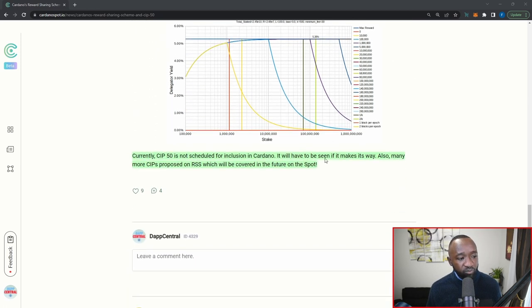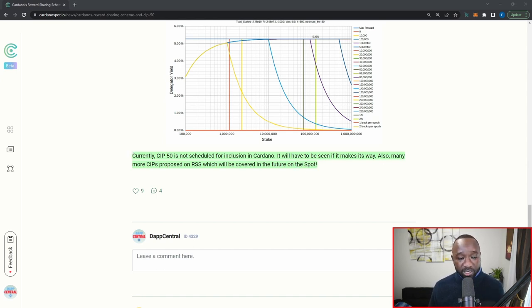And so in closing, CIP-50 is not scheduled for inclusion in Cardano just yet, but it will have to be seen if it makes its way. And also, many more CIPs are proposed which touch on the existing reward sharing scheme, which will be covered in the future on the Cardano spot.